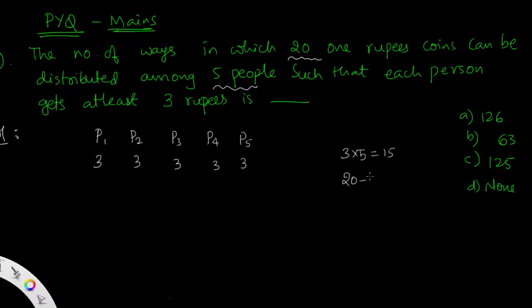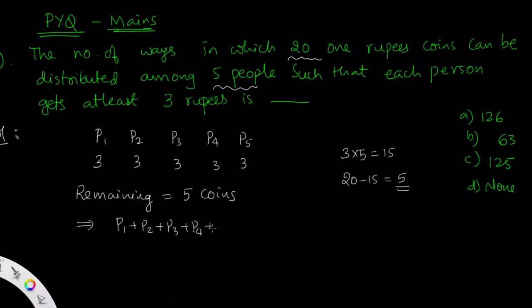So 20 minus 15. The remaining things, how many rupees? Remaining coins is equal to 5 coins. Then that implies P1 plus P2 plus P3 plus P4 plus P5 is equal to 5, distributing the remaining 5. The formula is n plus p minus 1 C p minus 1.